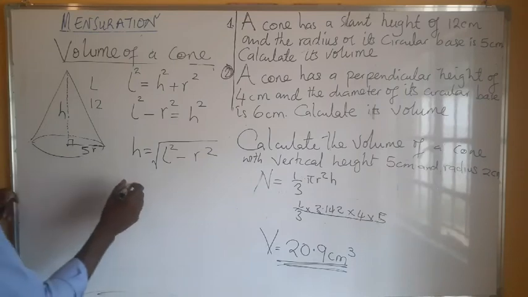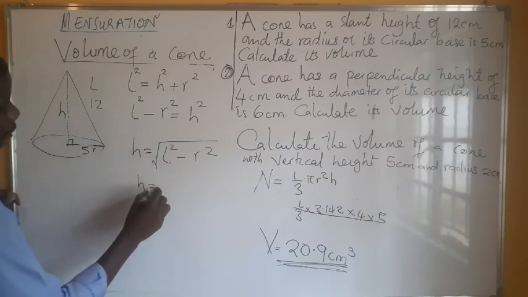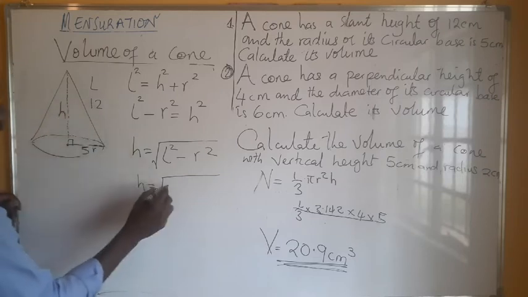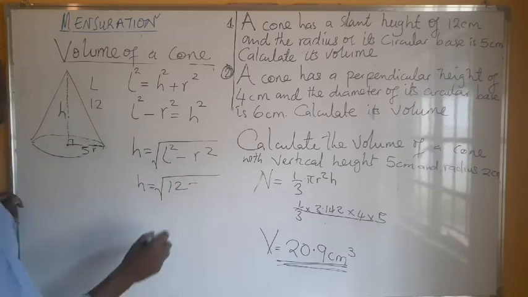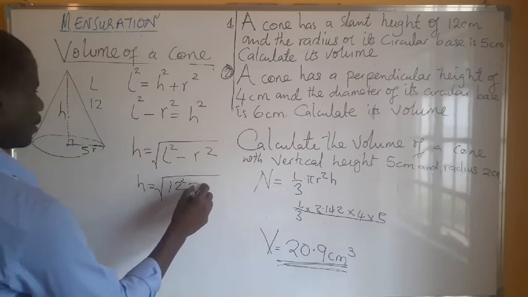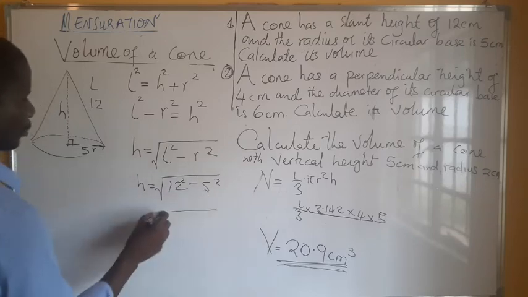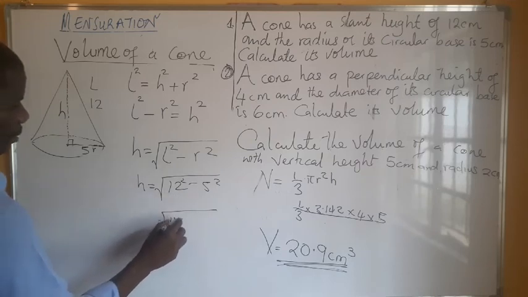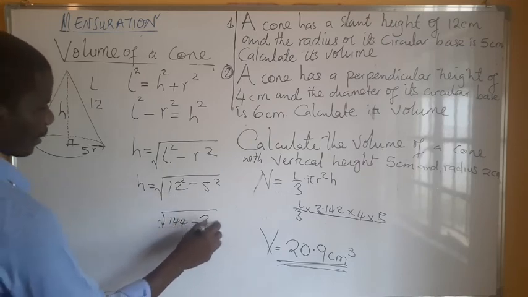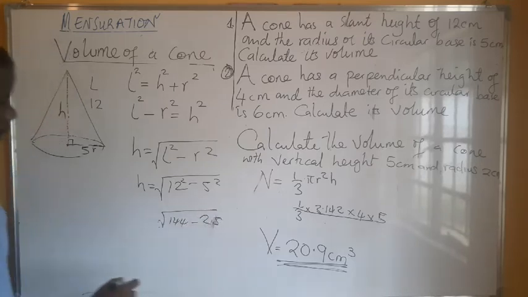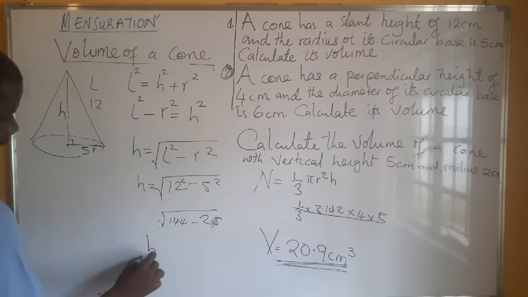So in this case now we say h is equal to the square root of, what is our slant height? Our slant height is 12, squared, minus 5 squared. So the square of 12 is 144, minus 25. So h is equal to, can we subtract?